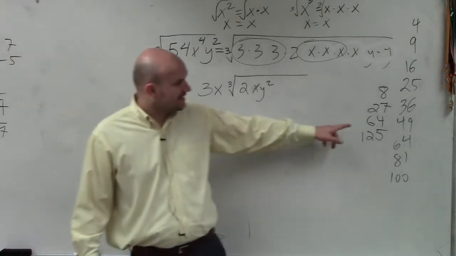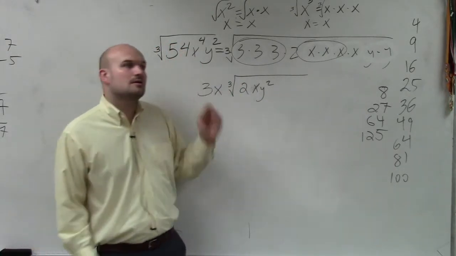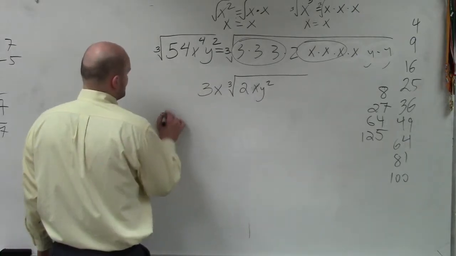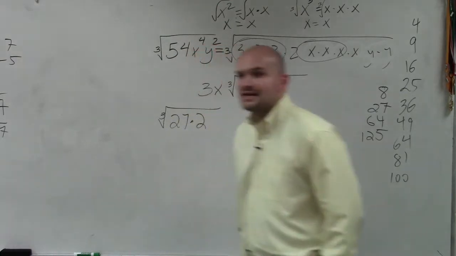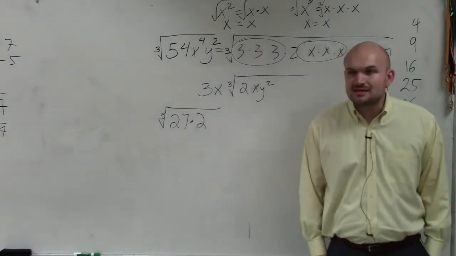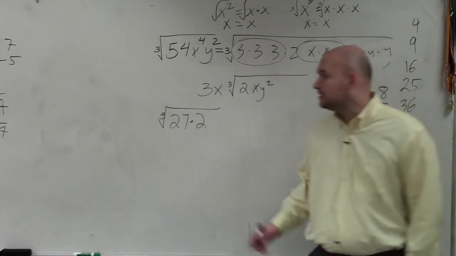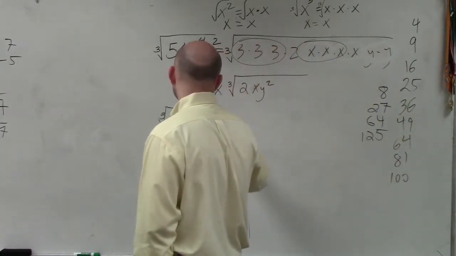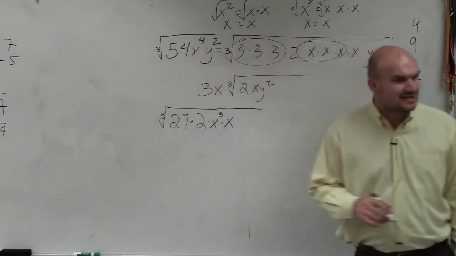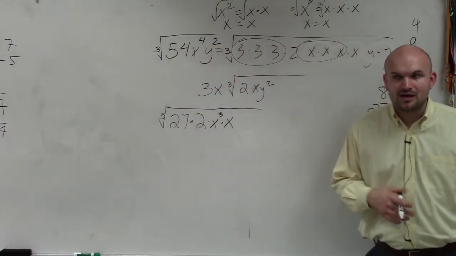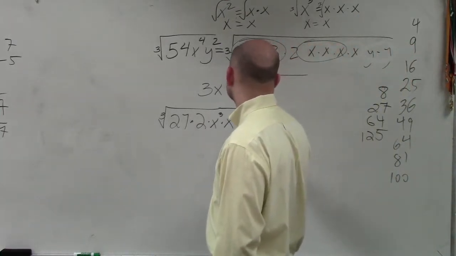So I look at this and I say, can I rewrite any of these numbers as a product to give me 54? Yes. You could do 27 times 2. Then, can I write x to the 4th as x raised to the 3rd power as a product to give me x to the 4th? Yes, you can write it as x to the 3rd times x. Right? Because what's x to the 3rd times x? X to the 4th. And then we still have y squared here.